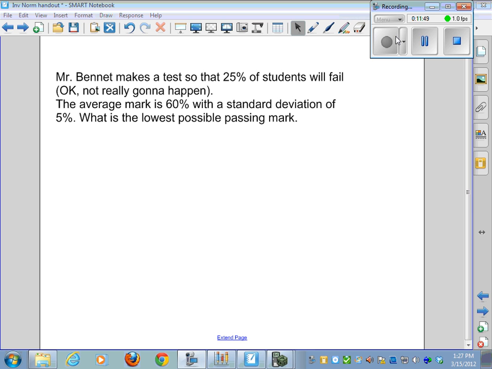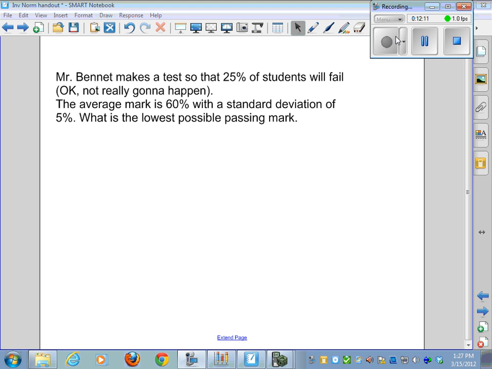Anyways, there's other examples, but this is a good one. Mr. Bennett makes a test so that 25% of students will fail. Not going to happen. The average mark is 60 with a standard deviation of 5. So if I say, regardless of what happens, the bottom 25% of you fail. What a crazy idea. What is the lowest possible passing mark?